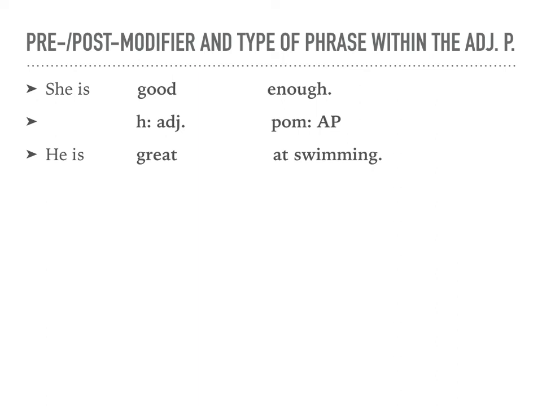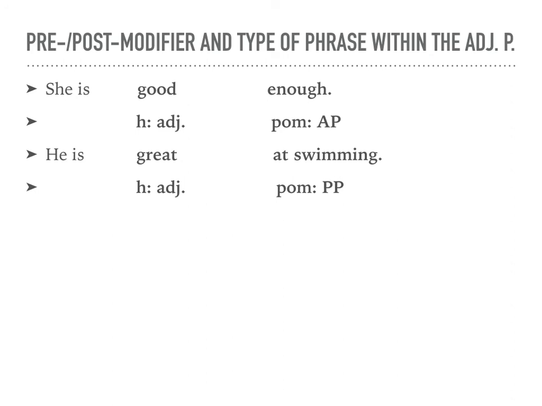If we look at the next sentence, he is great at swimming. Very similar, the head of this sentence is going to be an adjective, and the post modifier of this sentence is going to be a prepositional phrase, and that's because the word at is a preposition, so that is the head, and then its complement is of course going to be swimming.